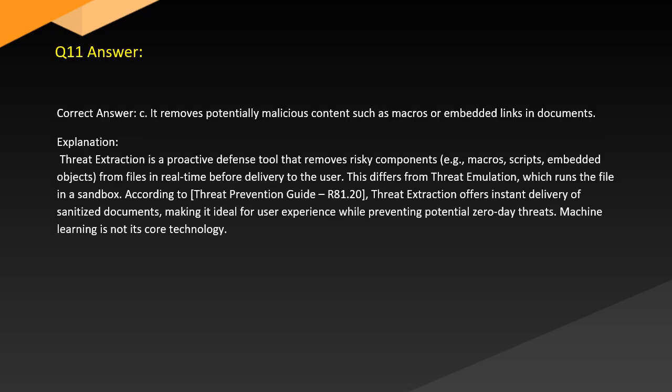Answer. Correct answer: C. It removes potentially malicious content such as macros or embedded links in documents. Explanation. Threat extraction is a proactive defense tool that removes risky components, e.g. macros, scripts, embedded objects from files in real time before delivery to the user. This differs from threat emulation, which runs the file in a sandbox.